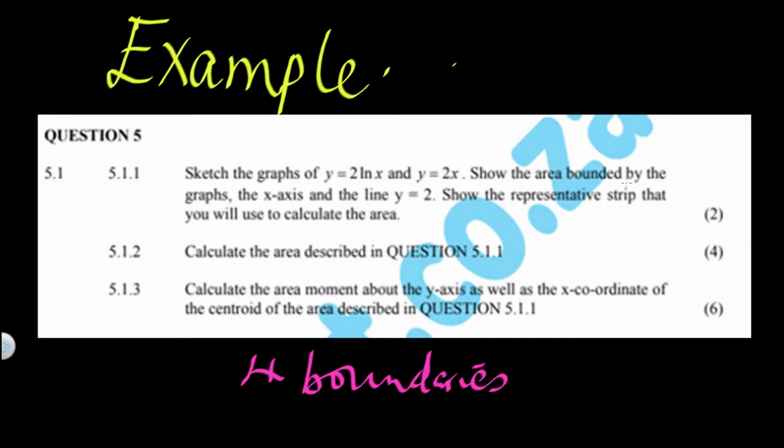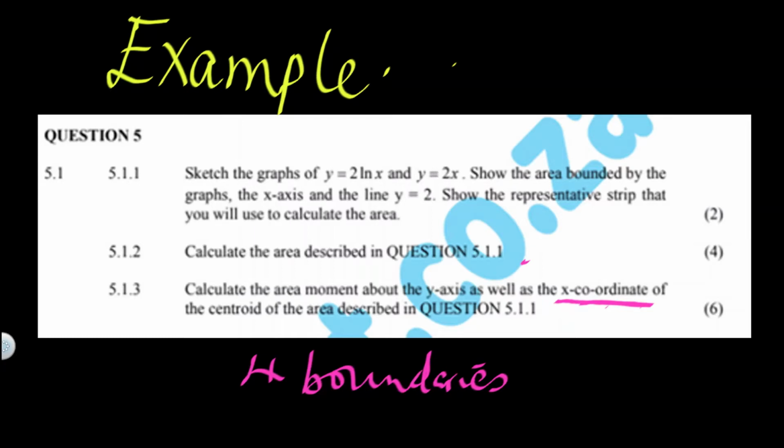After the sketch, we do question 5.1.2 where we find the area. We need the area if we're going to find the x coordinate of the centroid, because we need to divide our moment of area about the y-axis by the area that we found in 5.1.2. Then we get the x coordinate of the centroid. This is how we're going to do it. So let me start now with the sketch.